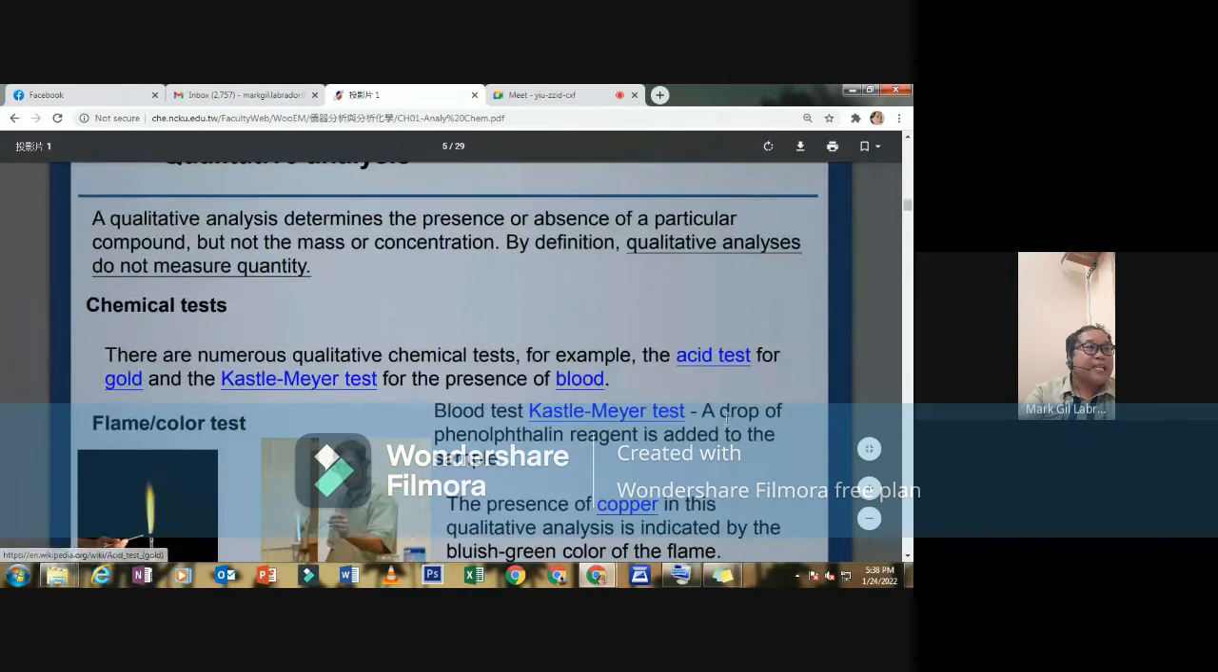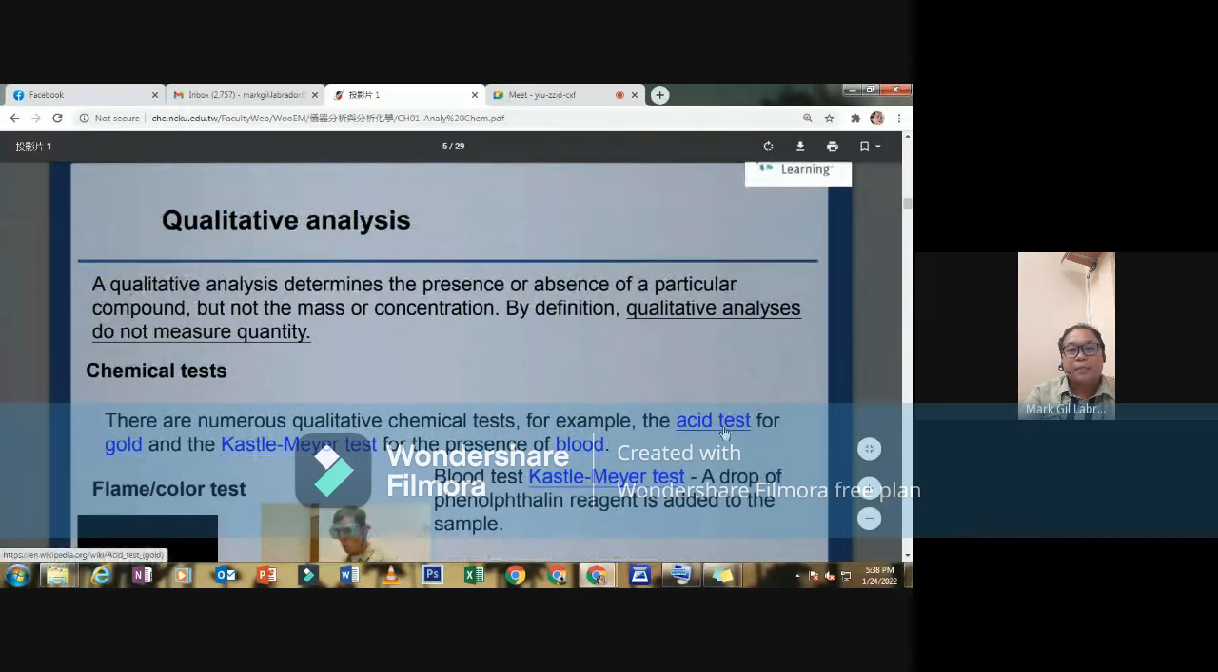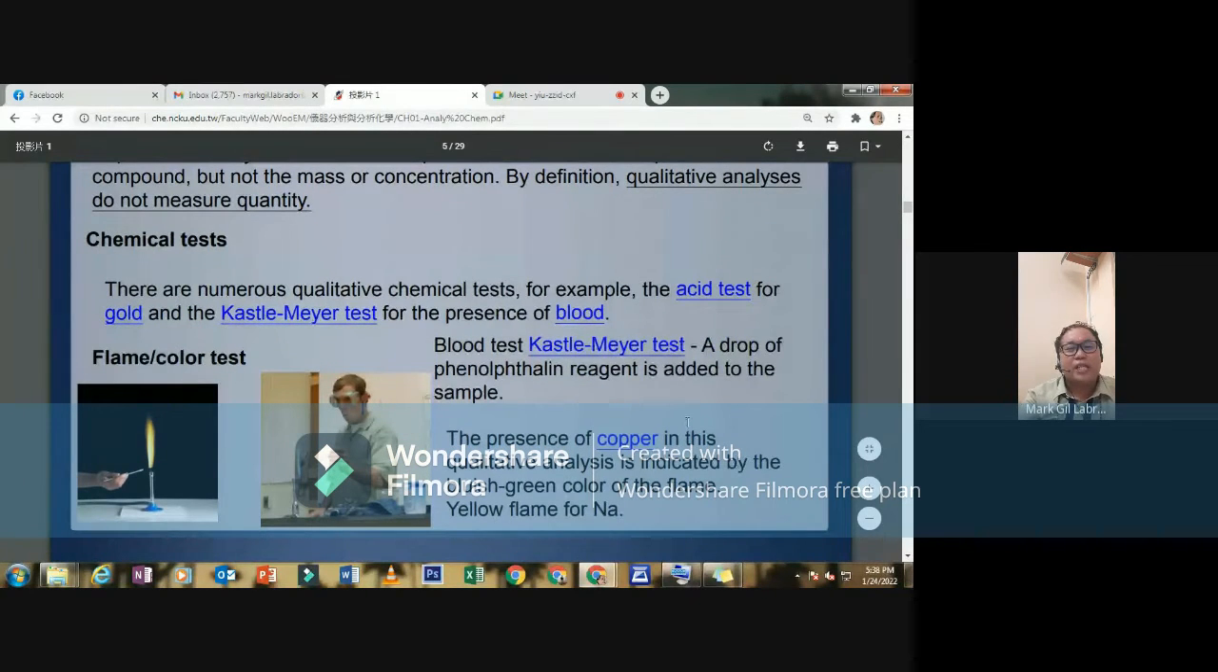So for quali, it determines the presence or the absence of a particular compound but not the mass or concentration. So by definition itself, qualitative analysis do not measure or quantify. So meaning parang it's just more or focuses on our five senses, based on our observation. So, paano natin ginagawa yung qualitative analysis?